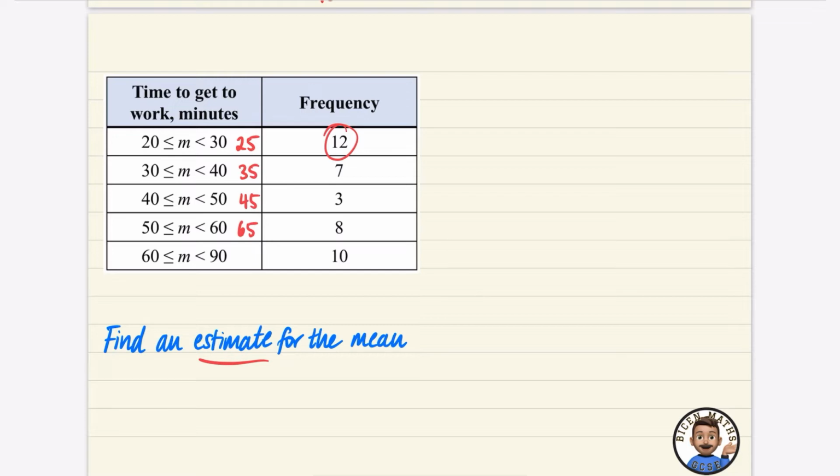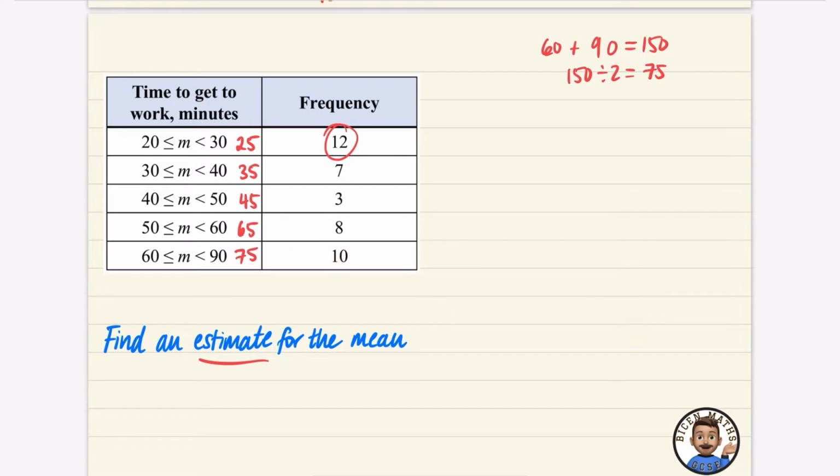Let's just quickly look at this last one though, because the middle is maybe a little bit harder to spot. If you want to find the middle of two numbers, you can add them together. So I can do 60 plus 90, which is 150, and then you can divide that by 2 and it will tell you what is in the middle. So the midpoint of that is 75.